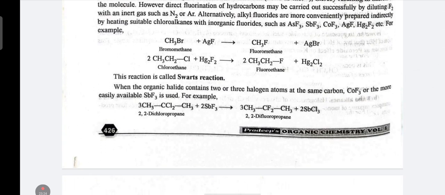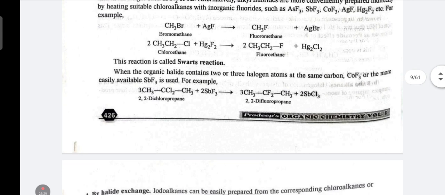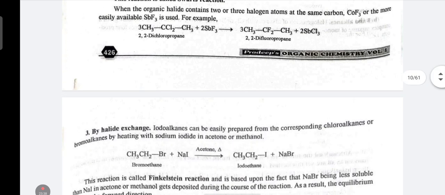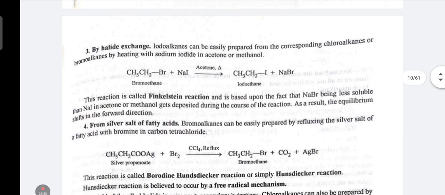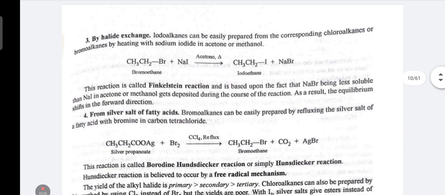When the organic halide contains two or three halogen atoms on the same carbon, cobalt fluoride, or more easily available SbF3, is used. For example, by halide exchange, iodoalkane can easily be prepared from the corresponding chloroalkane and bromoalkane by heating with sodium iodide in the presence of acetone and methanol.